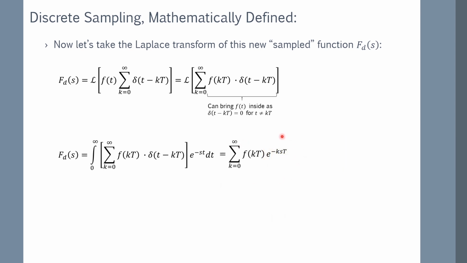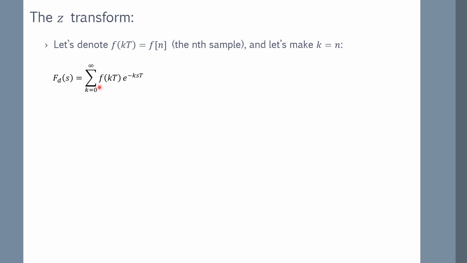And if we plug it back in, we get this nice summation sign that we can handle. So let's denote this f of k capital T as the nth sample. So this is f bracket n. It's not f of n, it's f of bracket n, which is just the same notation for f of kT. And if we make k the nth sample, because this is just an integer, we can do this. And we're very close here because we know this is very close to the formal definition of the z transform.